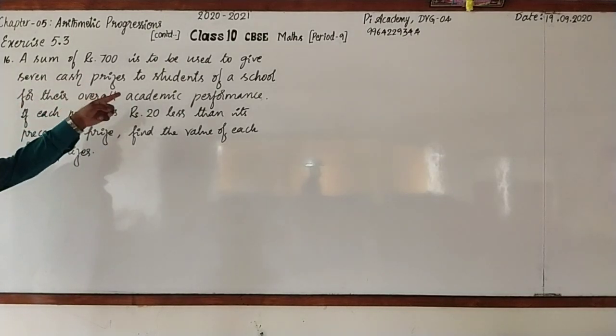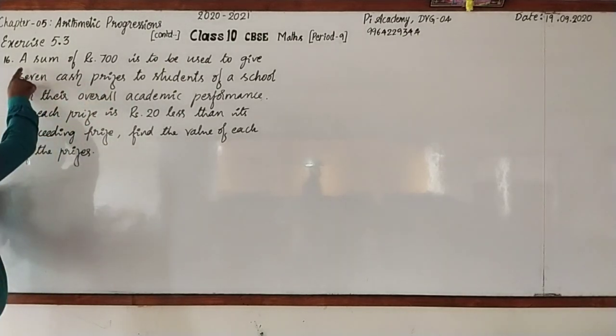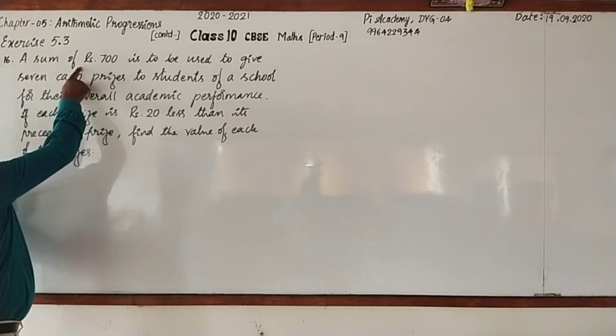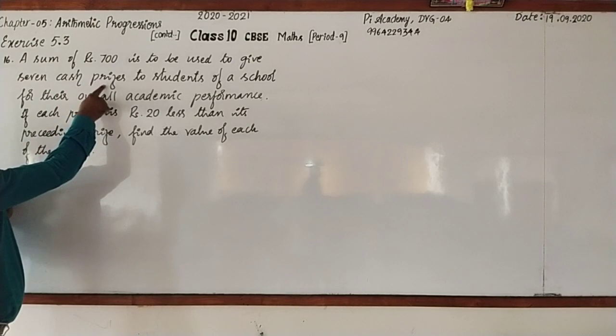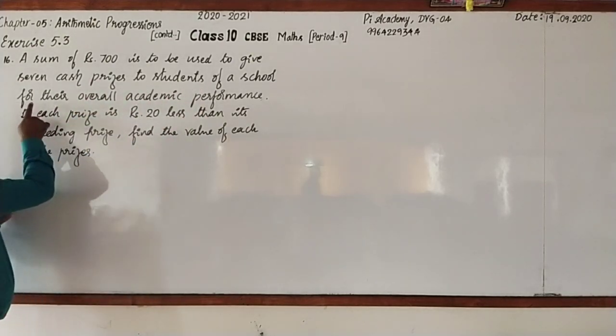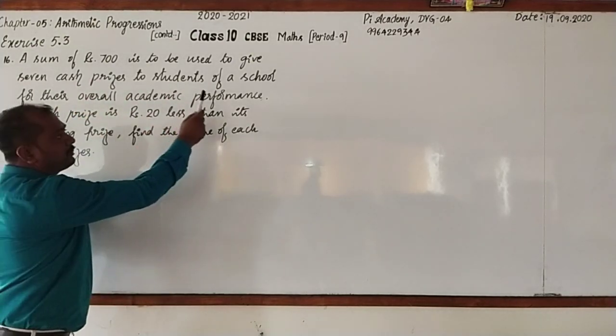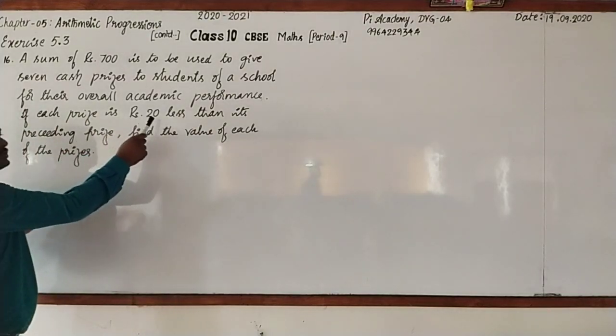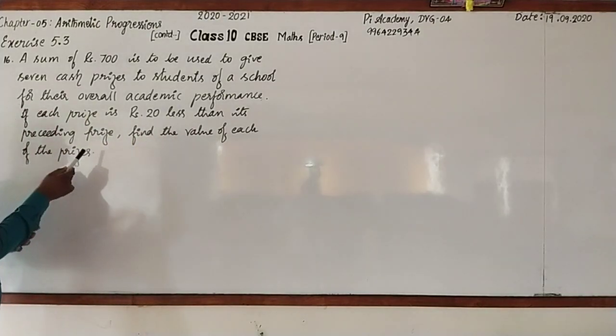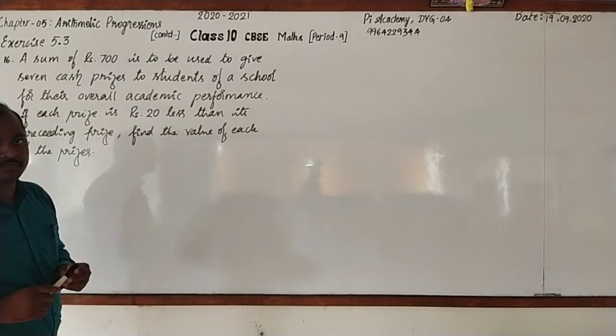Please go through this statement once. It is like this. A sum of rupees 700 is to be used to give 7 cash prizes to students of a school for their overall academic performance. If each prize is rupees 20 less than its preceding prize, then find the value of each of the prizes.